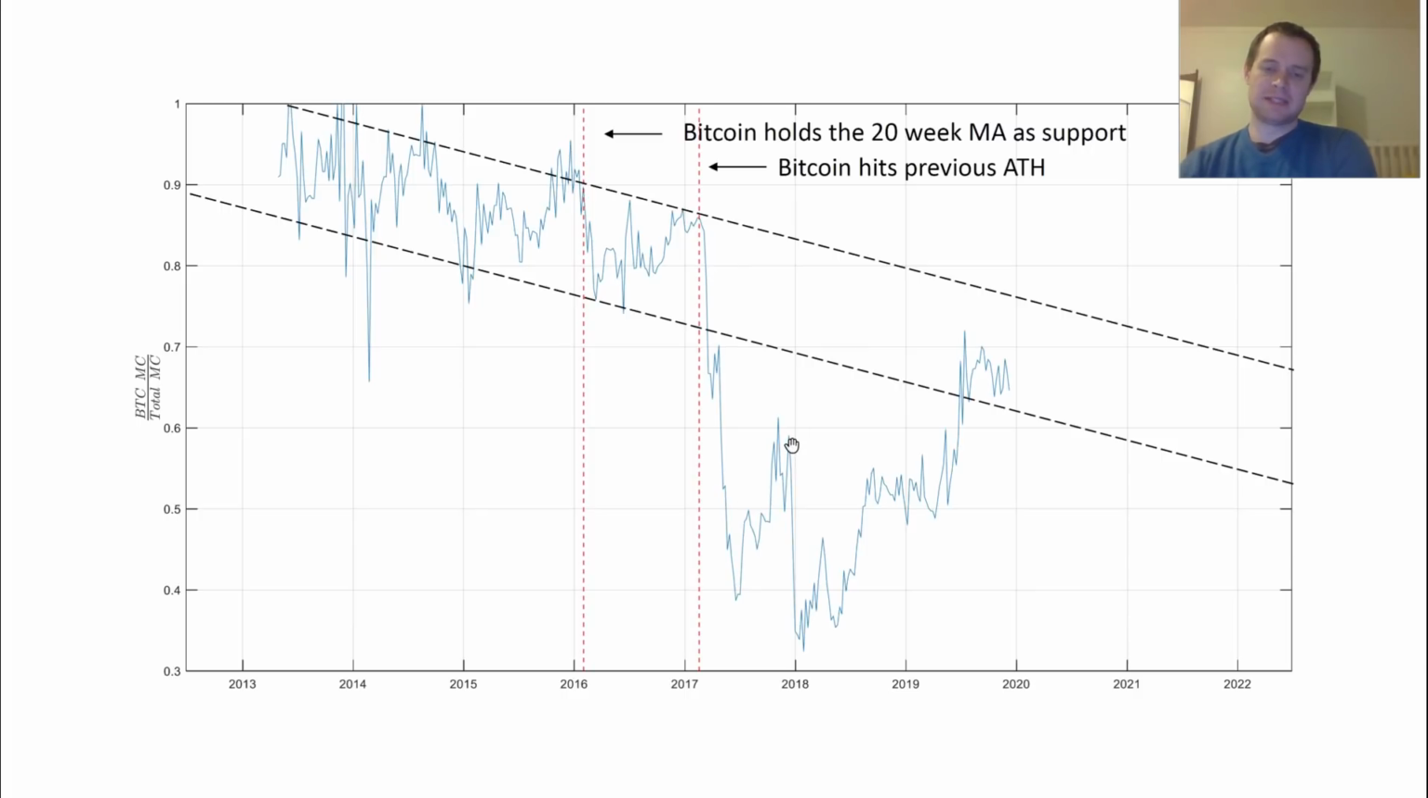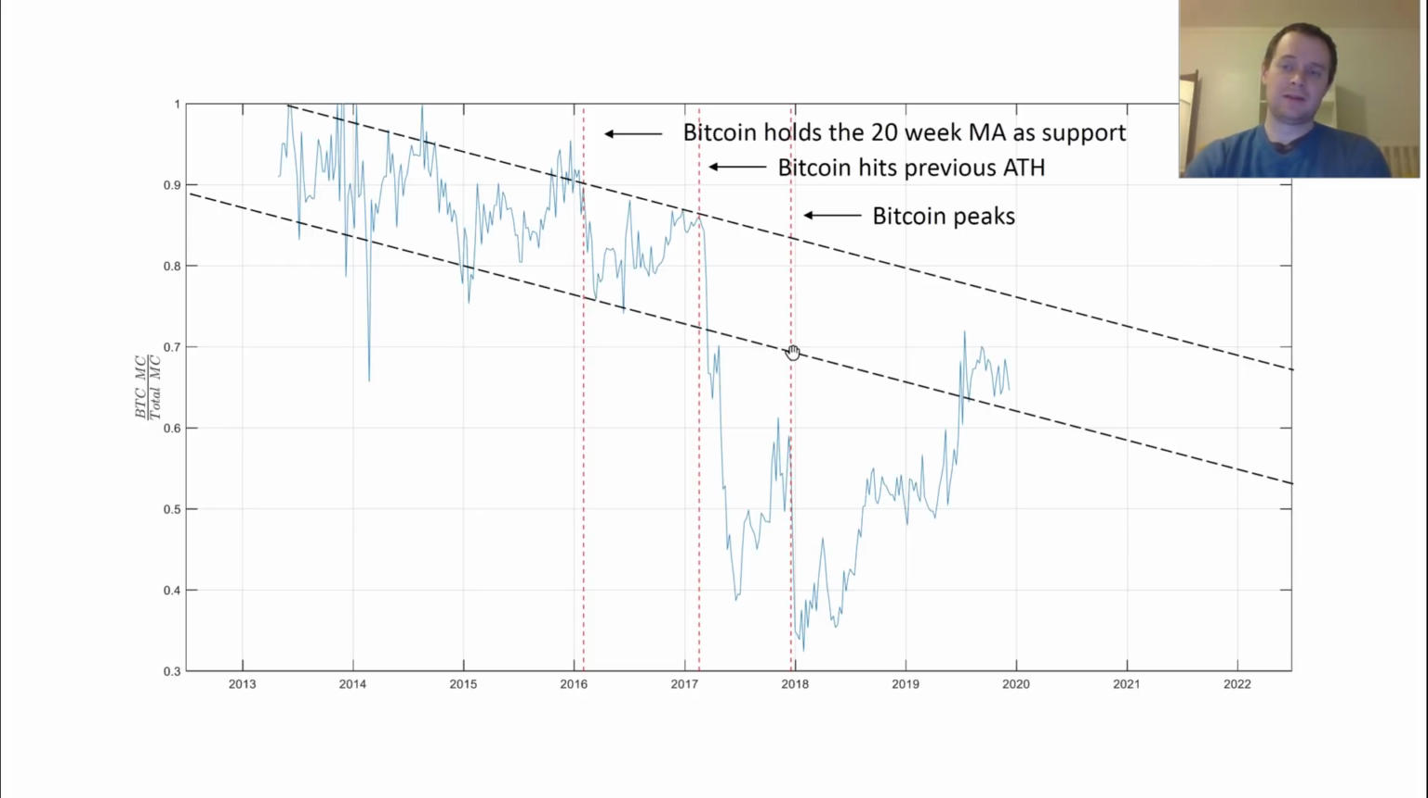The next time is here, which, as many of you likely know, is when Bitcoin peaked. Now, predicting when Bitcoin peaks is hard to do, and I'm not going to minimize how difficult that is. But predicting or knowing when it hits a previous all-time high is simple. It either hit it or it didn't.